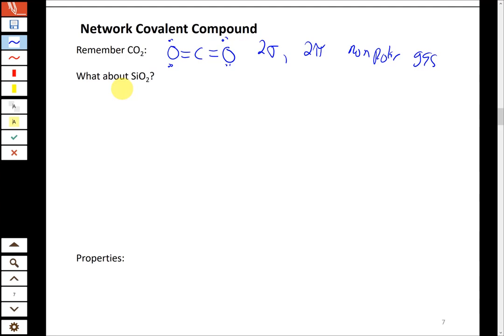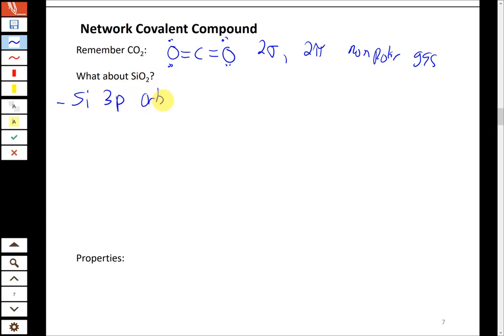It's a hard, white solid. It's not a gas anymore. So why is this the case? Well, the difference is that when we go from carbon to silicon, for carbon we're using 2p orbitals, and they're going to overlap with oxygen 2p orbitals to make the pi bonds, and hybridized orbitals will make the sigma bonds. But in silicon, we have to use 3p valence orbitals.